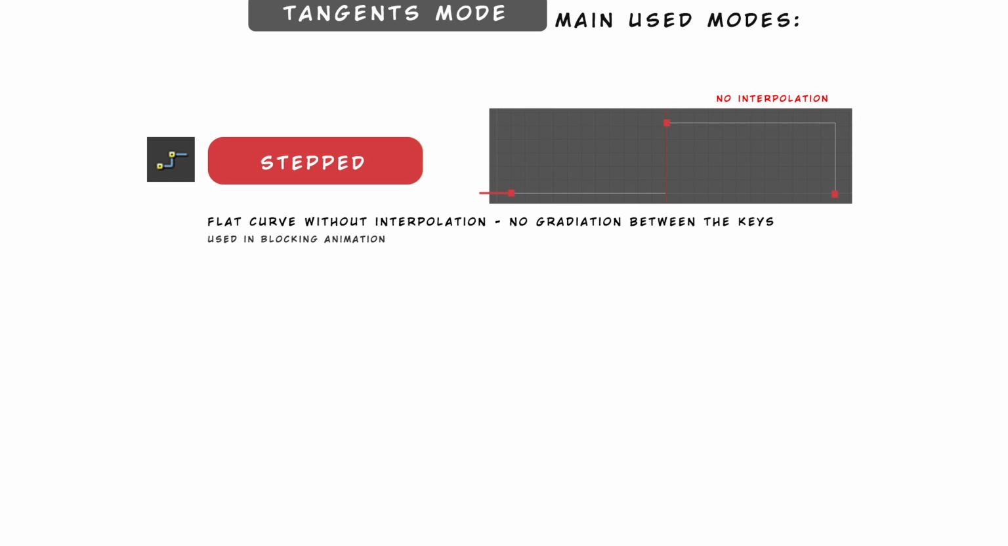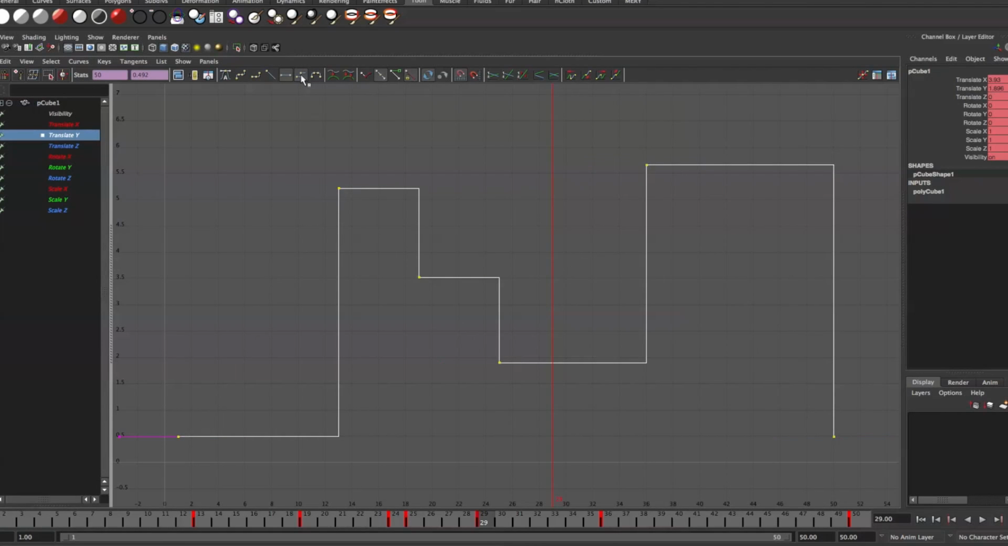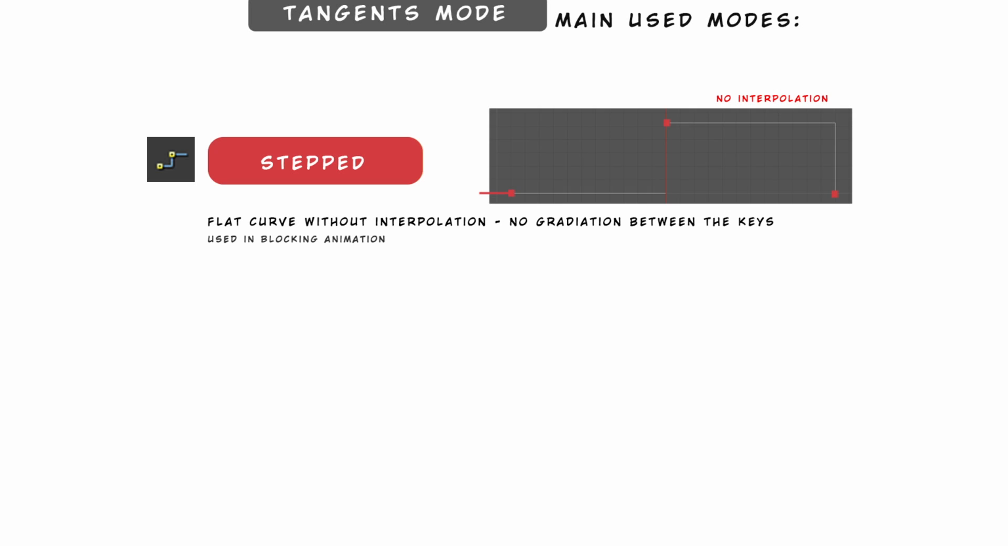Stepped. This is the tangents mode to use during the blocking. It creates a flat curve without interpolation, so the value changes from one key to another without gradation. The result is a pose-to-pose animation, useful when in a blocking phase you just want to focus on the concept, the posing, and the timing.